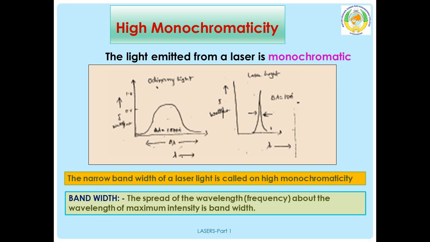Then what is bandwidth? It is the spread of the wavelength. You may also take frequency if you want. The wavelength of maximum intensity is considered for bandwidth. If I am talking about the frequency, then we have to talk about the frequency at maximum intensity.